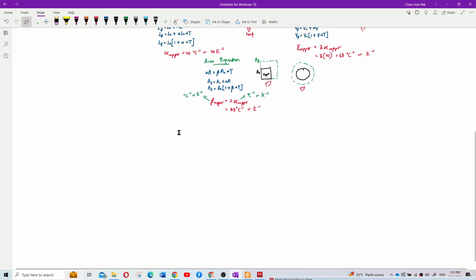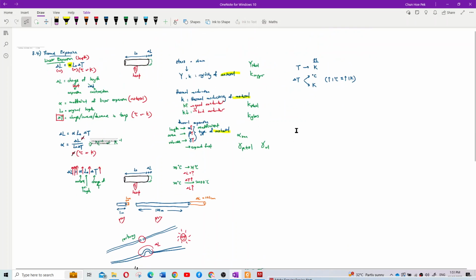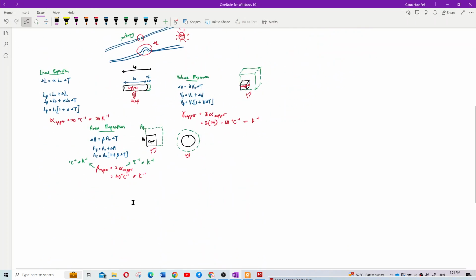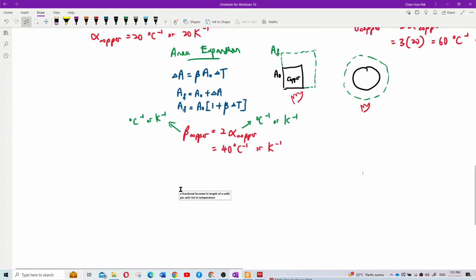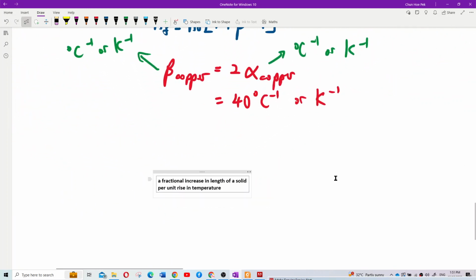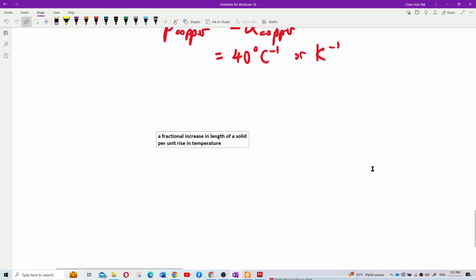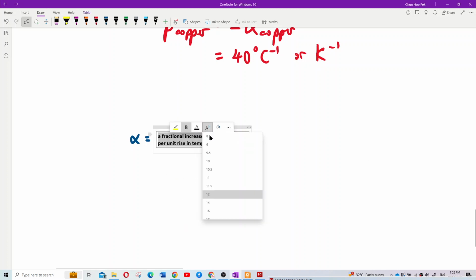Why is it not listening to me? Where is the cursor? I cannot see the cursor. Yeah, that's it. Okay. So alpha is... why is the letter so small? Sorry, you have to be patient with me.